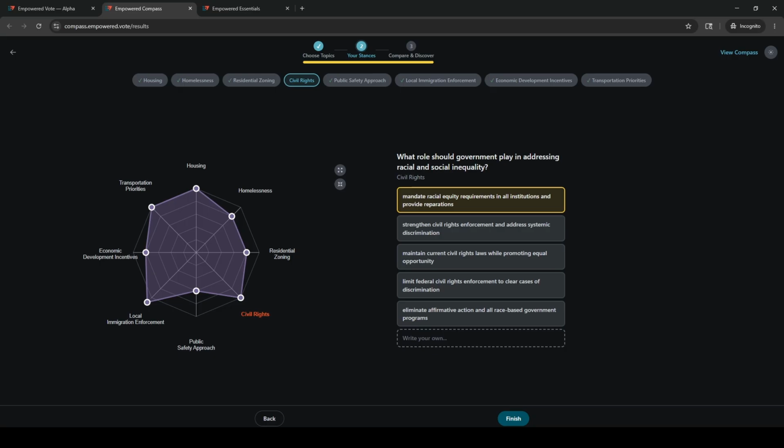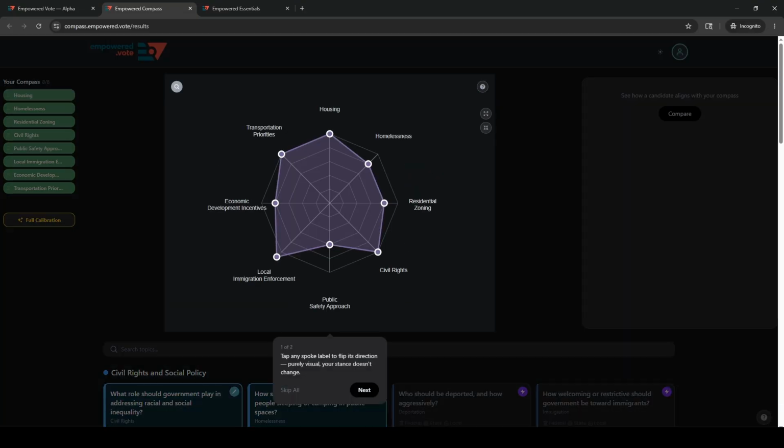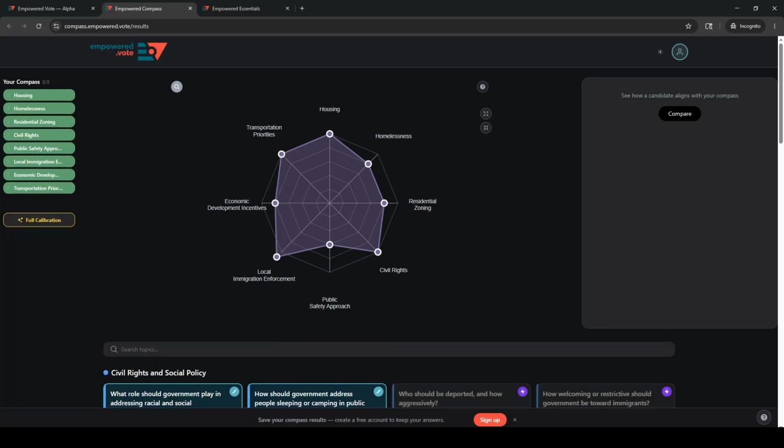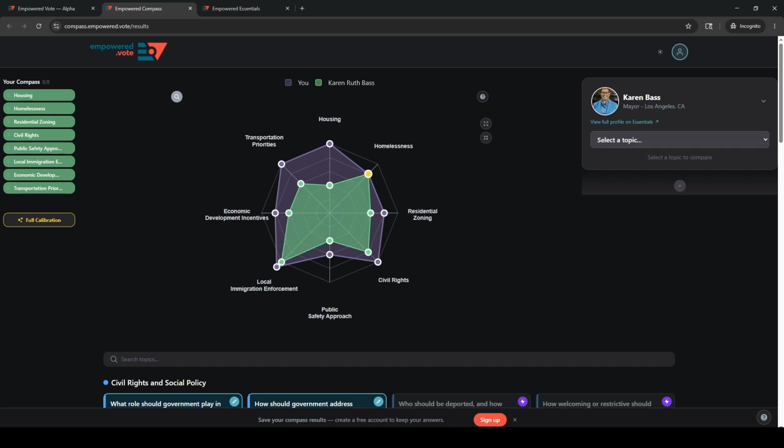So afterwards, your compass is ready to compare against other people. So you can tap a spoke to invert it. That's just the presentation of how it's presented against other people. But where it really starts to shine is if you can look at it beside someone else.